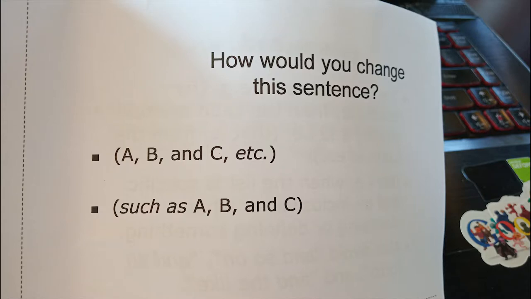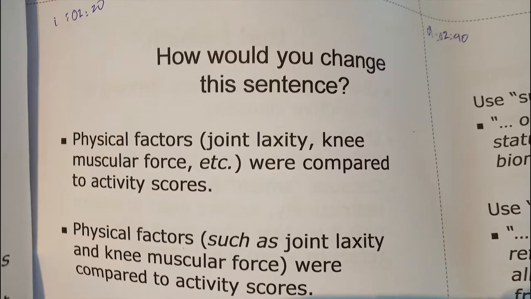A, B, and C, etc. No, such as. That's the other thing you can do. You can say including or such as. Both of them mean incomplete list. Both of them mean these are examples and there are more. Physical factors, joint laxity, knee muscular force, etc. I don't know what else he's thinking. So if it's an incomplete list, better to say such as or including. Both of those are fine for incomplete list.